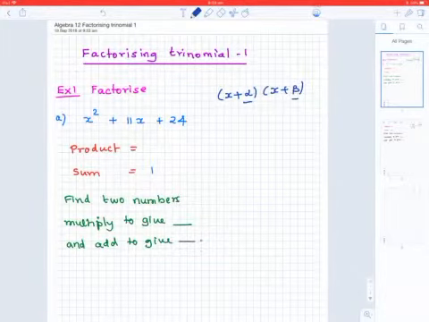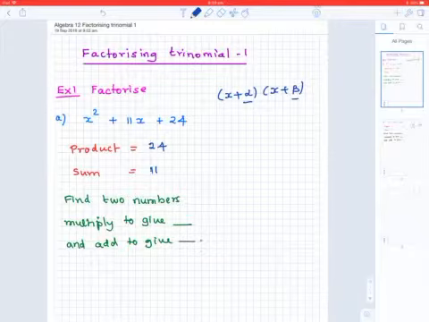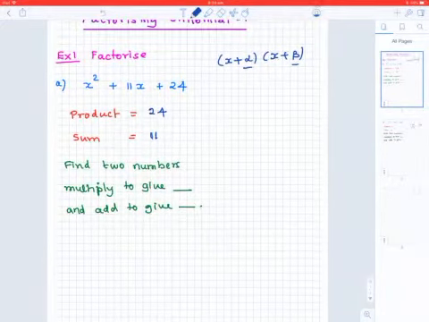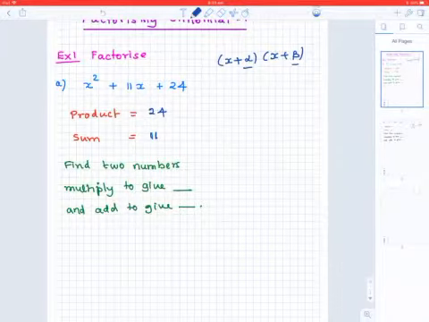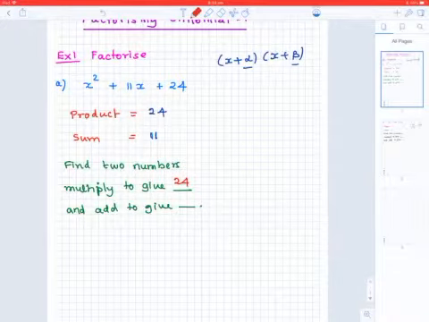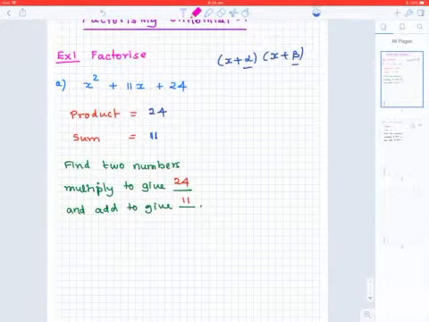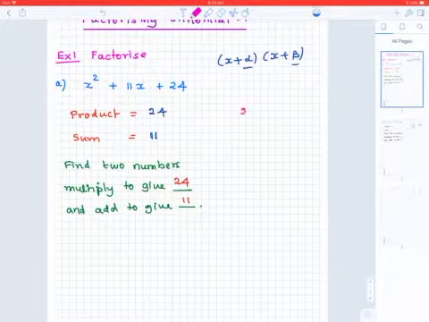So this could have factors like x plus alpha, x plus beta. That means we have to find two numbers, alpha and beta, whose product is 24 and whose sum is 11. So what we literally have to do is find two numbers that multiply to give you 24 and add to give you 11.